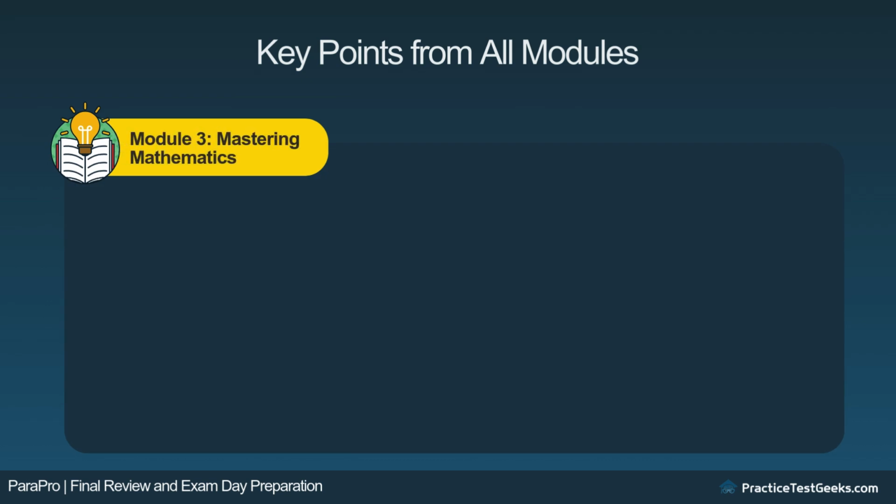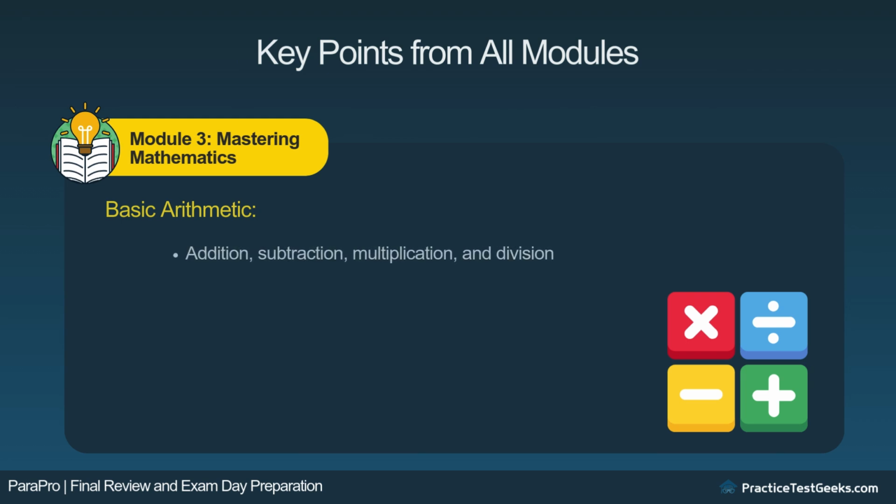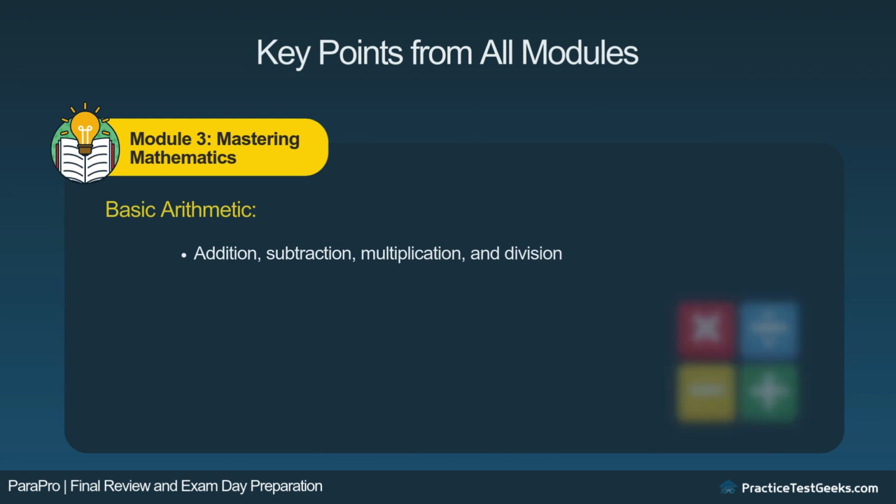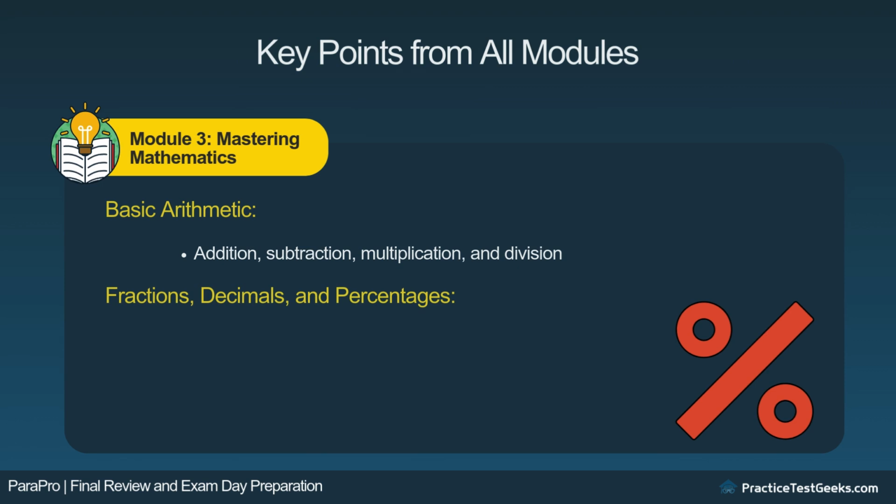Module 3. Mastering Mathematics. Basic arithmetic. Review addition, subtraction, multiplication, and division. Ensure you can perform calculations quickly and accurately. Fractions, decimals, and percentages. Be able to convert between fractions, decimals, and percentages. Understand how to solve problems involving these concepts.